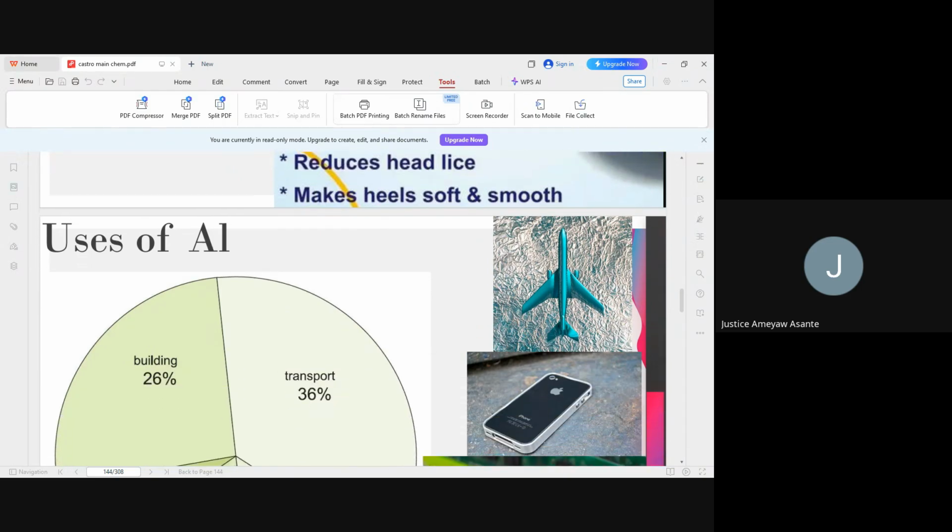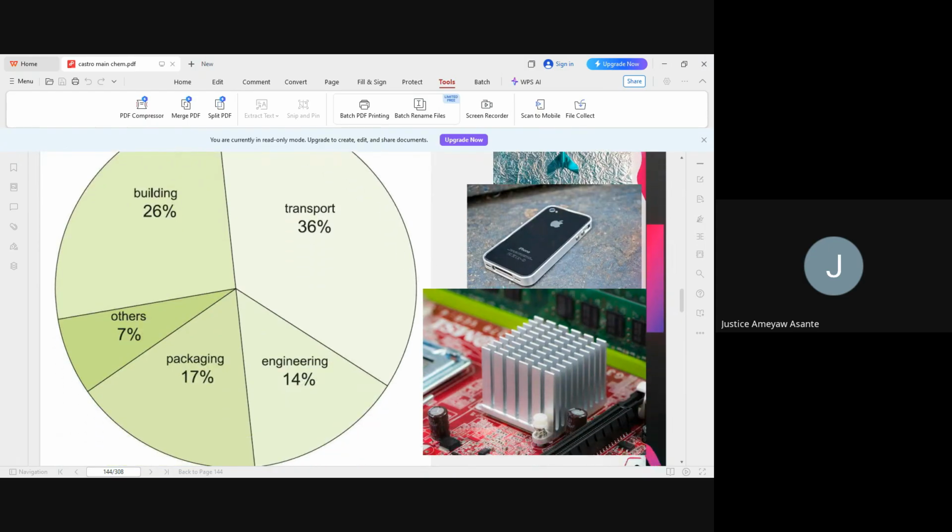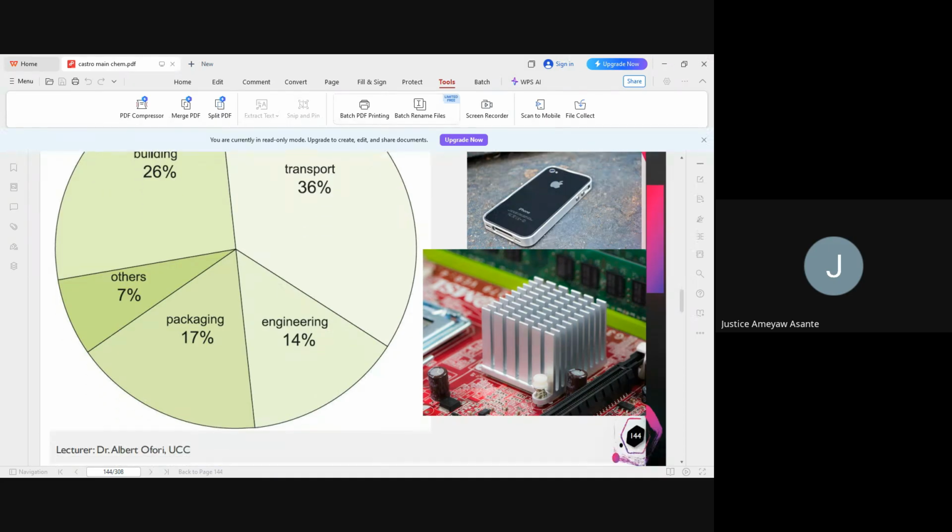So uses of aluminium: about 26% for building. In the transport area, 36%. Packaging, 17%. Engineering, 14%, and others.